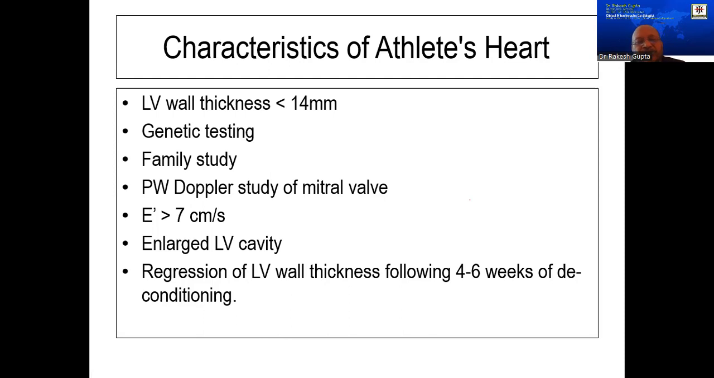Then one variety where we have non-obstructive hypertrophy is athlete's heart. LV wall thickness is almost 14 millimeters. Genetic testing and familial studies can help. On pulse wave Doppler at the mitral annulus, E prime is more than 7 centimeters per second. We sometimes have a large cavity. The most important thing is that the LV wall thickness regresses to normal once these people become deconditioned over a period of time.